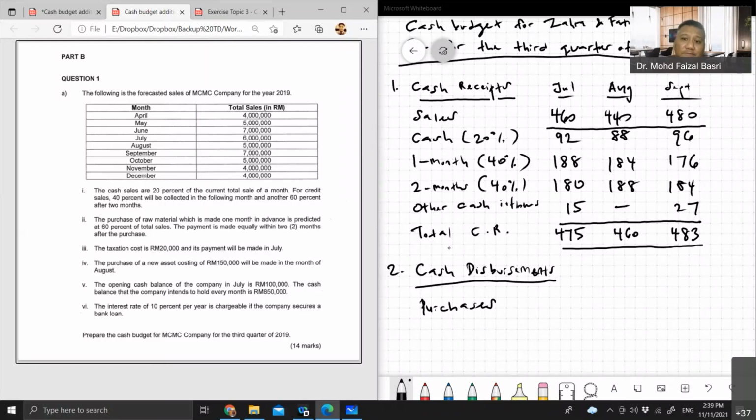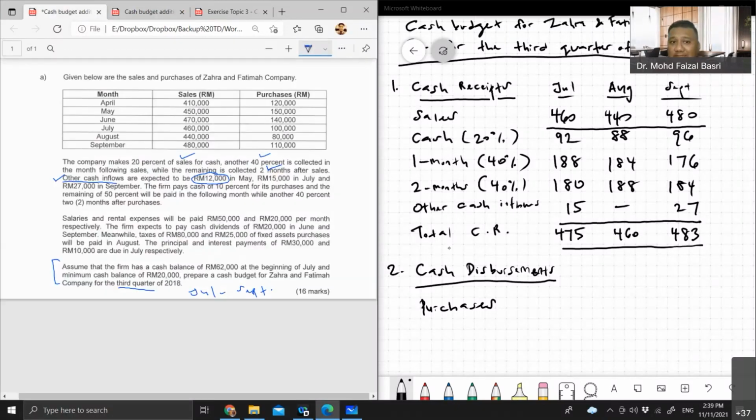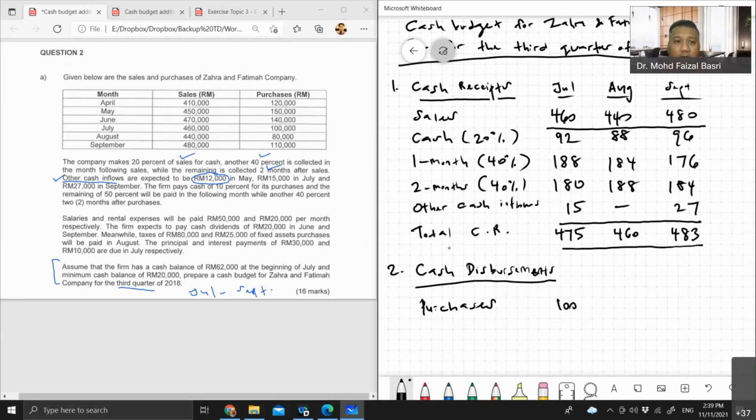Read the question carefully. Going back to Zara and Fatima, the purchases are already given here, so you don't have to worry about purchases in your calculation. What you need to do is similar to sales: you just copy the purchases into July, August, and September. July is 100,000, August 80,000, and September 110,000. For this part, just like sales, it's a similar approach.